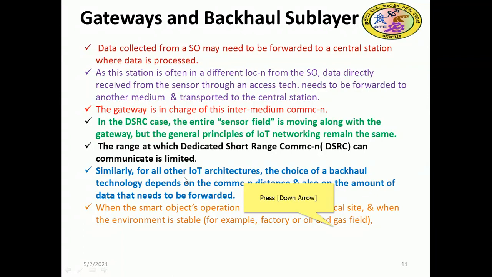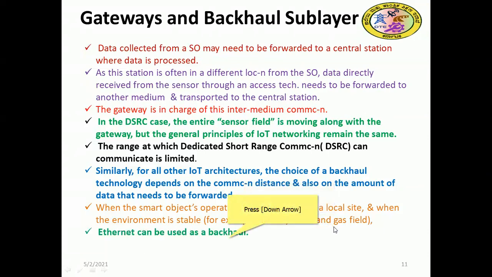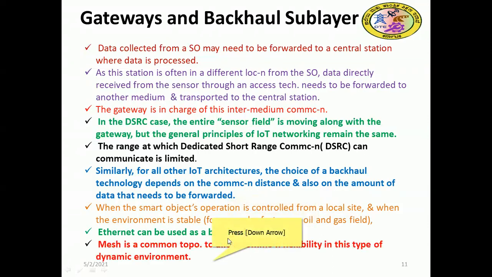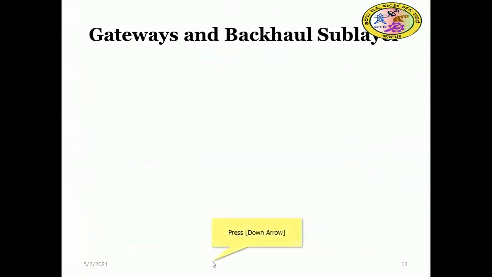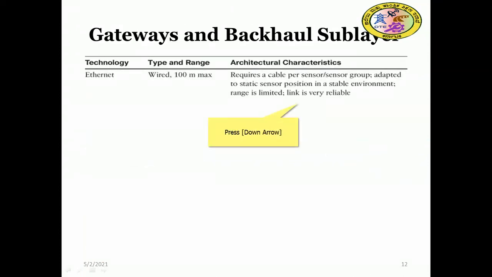When the environment is stable, control of the smart objects from the local site is possible. When the environment is disturbed or constraints are dynamic, the gateway will control them. Smart objects can be controlled from the local site in a very calm, well settled environment, for example a factory or an oil and gas field. Ethernet can be used as a backhaul, that is, the backbone. Mesh is a common topology to allow communication flexibility in this type of dynamic environment. So these are the gateway and backhaul properties: the technology, the range, and the architecture specifications.